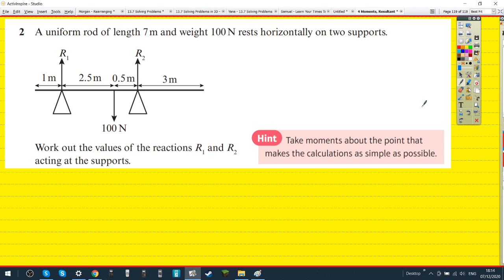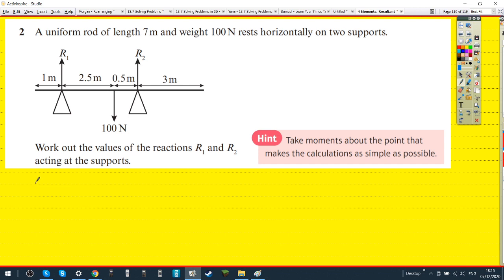So for reaction 1, do I need to do 1 plus 2.5 is 3.5 to start off with? No. Say anything you know about reaction 1 and reaction 2. They're the same? You don't know that?